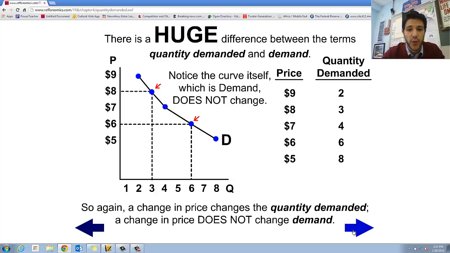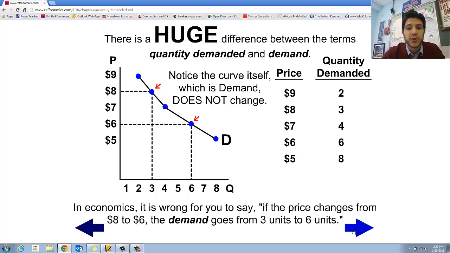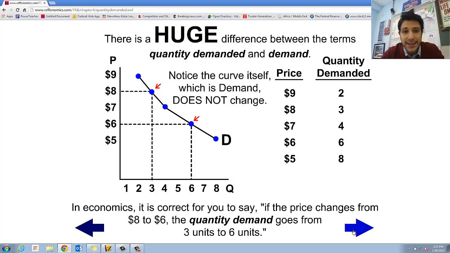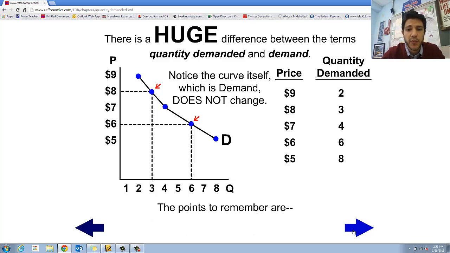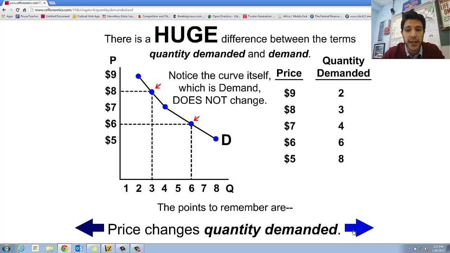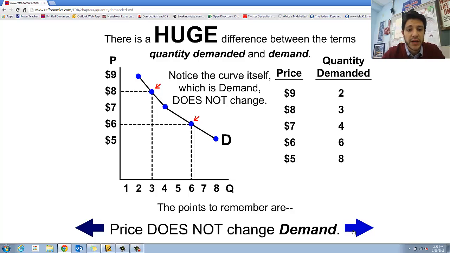Just to reiterate our point: in economics, it's wrong to say that if the price changes from $8 to $6, the demand goes from 3 to 6. That's wrong. You can't say that. It's more correct to say that quantity demanded goes from 3 to 6. So the central points to remember: price changes quantity demanded. Price does not change all of demand.